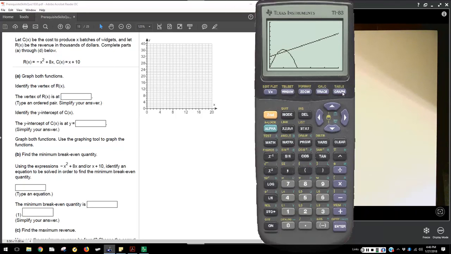So it says identify the vertex of r of x. Okay, the vertex of r of x is the very top point on r of x. It's also referred to as a maximum. There's a couple of ways we could find it algebraically, but the easiest way, since we had to graph it anyway, is to find it on the calculator. So on your calculator, you go to second and trace, and you choose maximum because it is a maximum value.